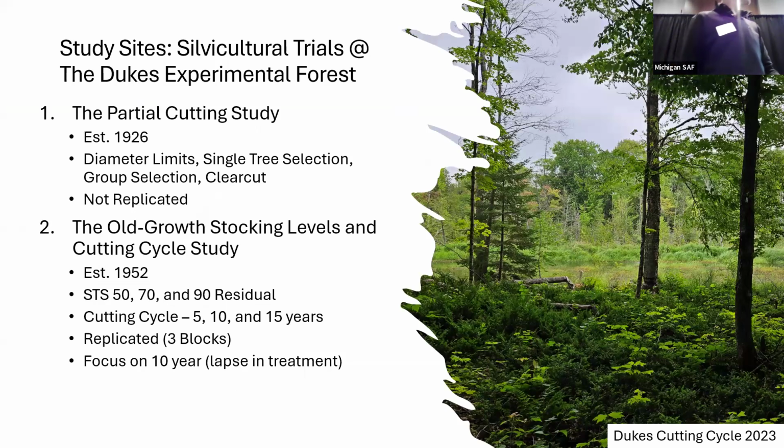So where are we studying this? We're looking at the Dukes Experimental Forest, which is kind of its own thing all the way to the west of the Hiawatha. And there's two really old silvicultural trials there. So the first one was established in 1926, the partial cutting study. And it was established to kind of take a look at these, at the time, newer partial cutting methods to see which could produce the best saw logs and the most volume over time.